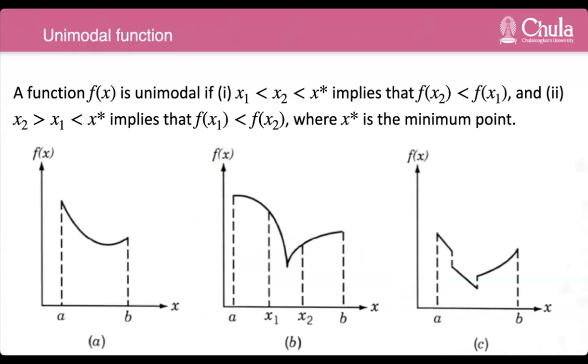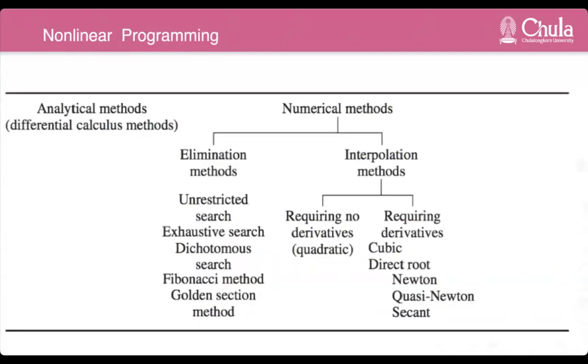There are two classes of the algorithm. The first one is, we call it elimination method. And the second one is interpolation methods. For interpolation method, assume that we have one point and then you find new point using interpolation algorithm. And for interpolation method, it can classify to the algorithm which require no derivative. And the other class is the algorithms requiring the derivative. And it can be cubic or direct roots like Newton, quasi-Newton, or secant method.